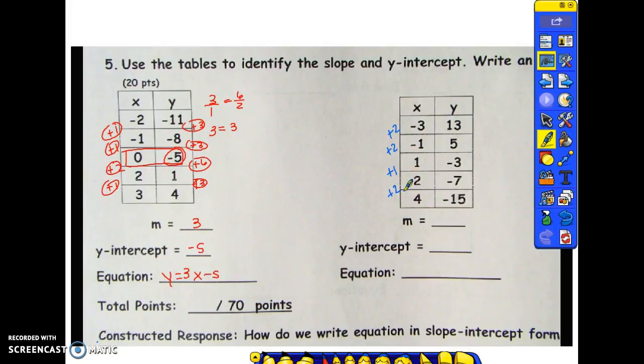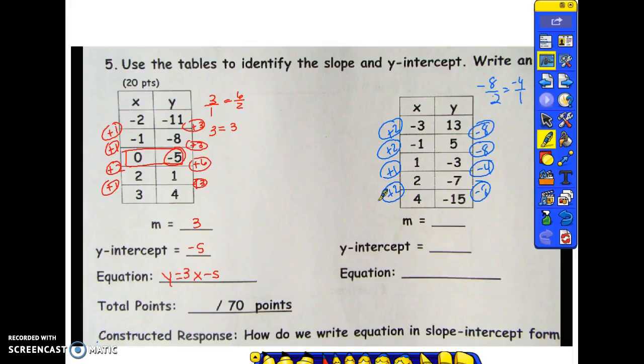For my y's, to get from 13 to 5, subtract 8. To get from 5 to negative 3, subtract 8. Negative 3 to negative 7, subtract 4. And to get from negative 7 to negative 15, subtract 8. This is negative 8 over 2. We're doing our change in y over the change in x. This is finding constant rate of change, which is the exact same method that we'll use for finding the slope.